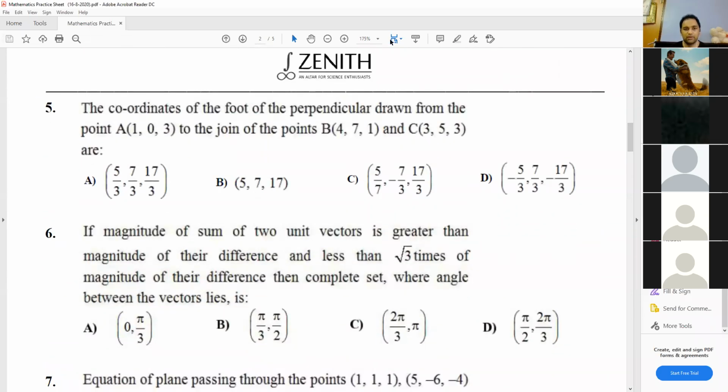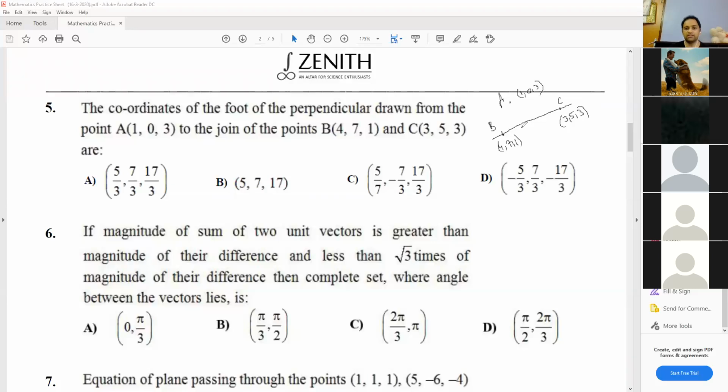Yes, sir. Question number 5, foot of the perpendicular. Again, we had discussed this question as a standard in the class. Okay, let's say this is the point and this is the line. This is 1, 0, 3, and इस पे ले लो B is over here 4, 7, 1. A. Foot of the perpendicular drawn from the point A on the line joining B and C. C आ जाएगा 3, 5, 3.